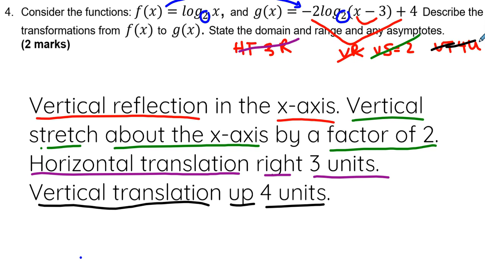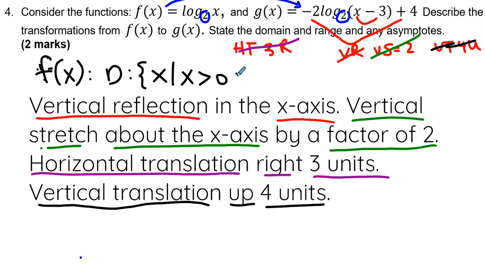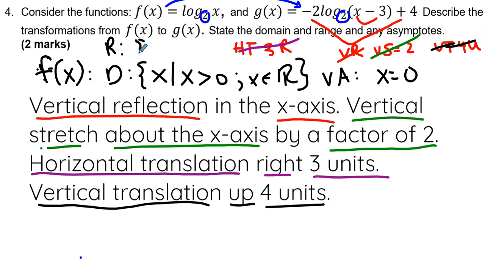Now let's talk about domain and range. We'll talk about f of x first. So the domain of f of x, remember you cannot square root a negative. So the domain is a set of all x such that x is greater than 0, but still an element of the reals, because you do have a vertical asymptote at x equal to 0. That's for f of x. Okay, the range for f of x, remember range has no limits to it. So it's a set of all y such that y is an element of the reals.